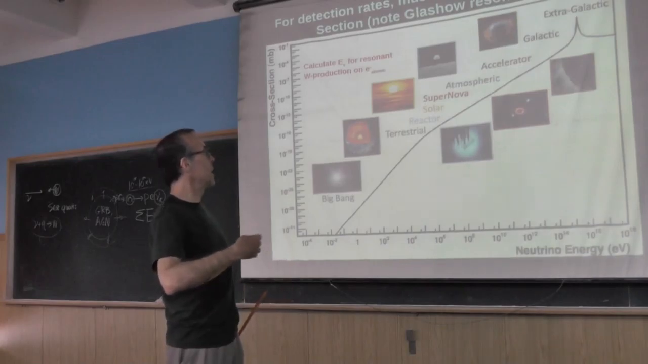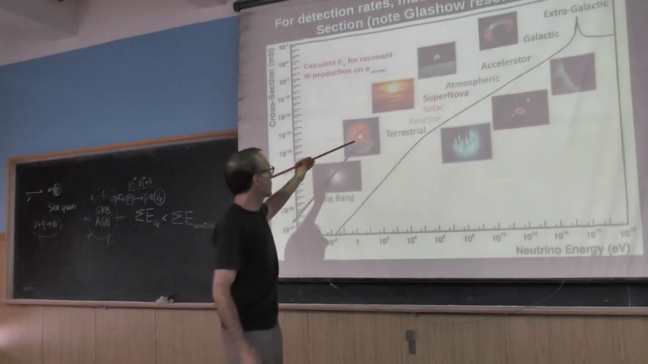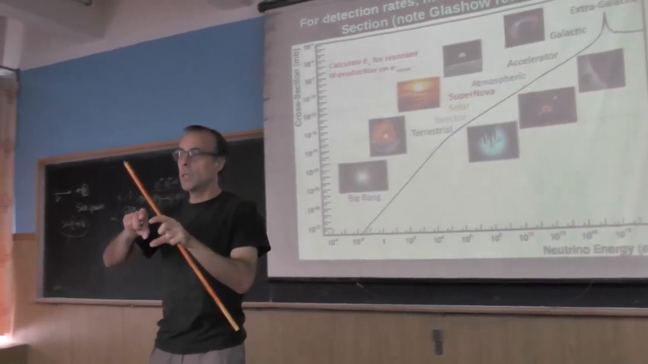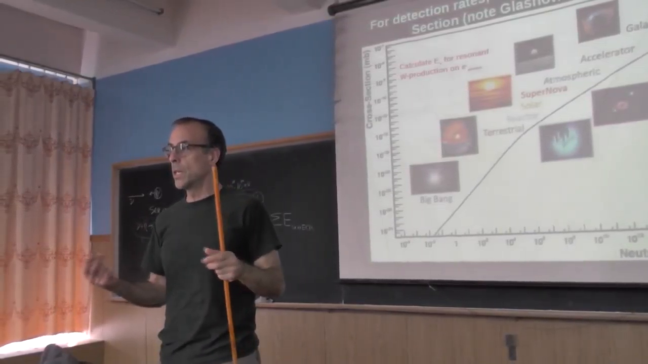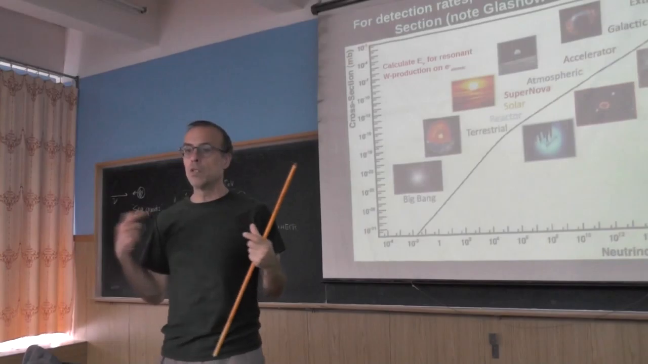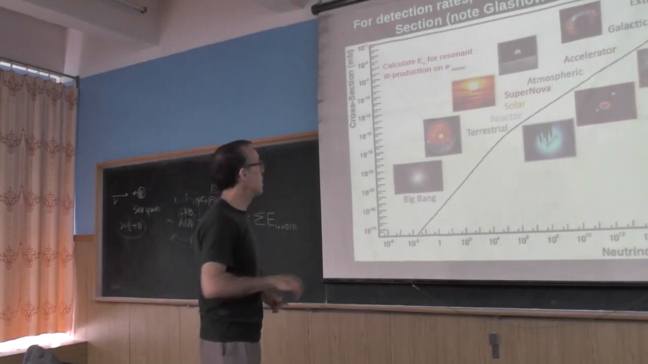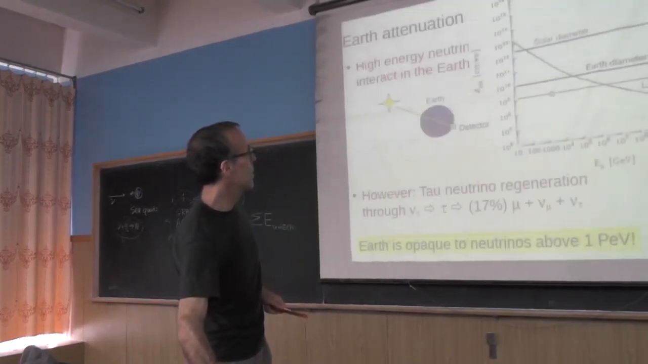And here are pictures which represent those typical neutrino energies. So here are terrestrial neutrinos that are coming, for instance, from the decay of radioactive material in the Earth's crust. This again is what's responsible for producing heat in the Earth's crust. And of course the Big Bang neutrinos are down here at the very end.